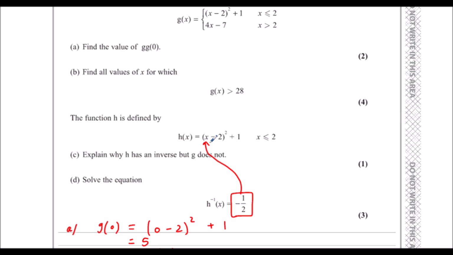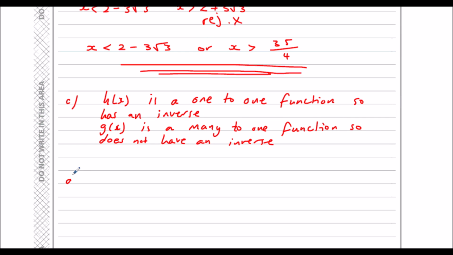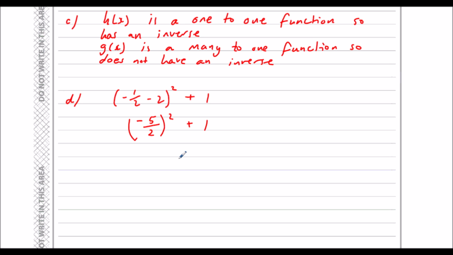So we want minus a half minus 2 all squared plus 1. So minus a half minus 2 is minus 2.5, or minus 5 over 2. We want to square minus 5 over 2. So 5 5s are 25, 2 2s are 4. We could have used, of course, a calculator here. And we've got 25 over 4 plus 4 over 4, which is 29 over 4.